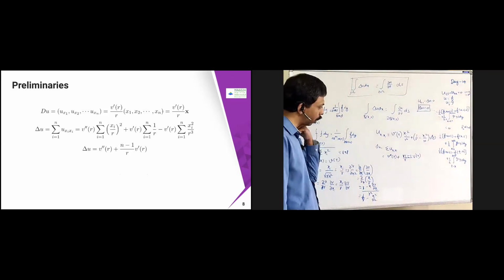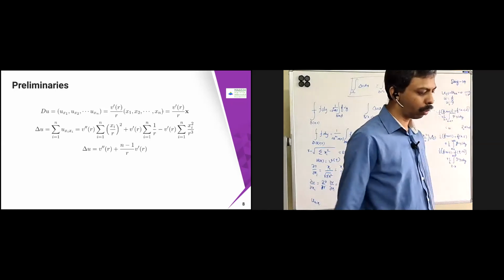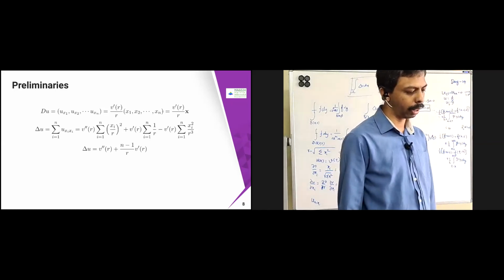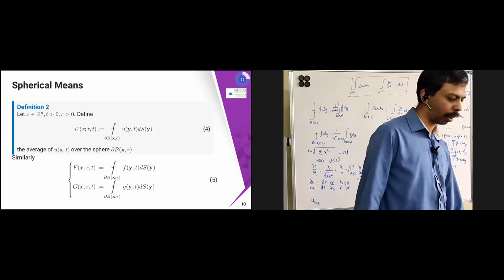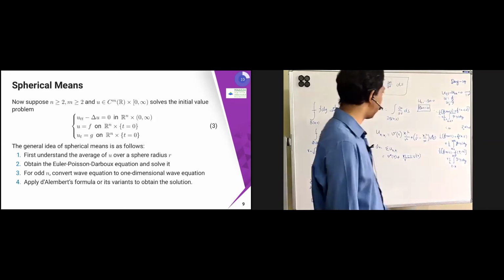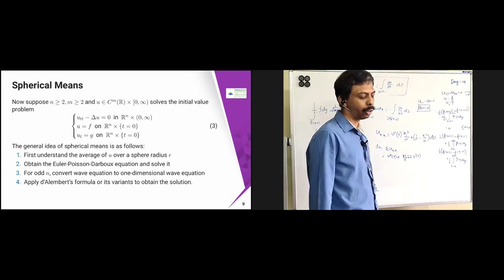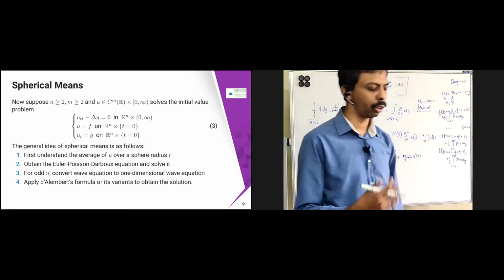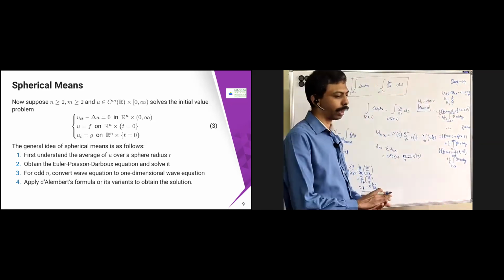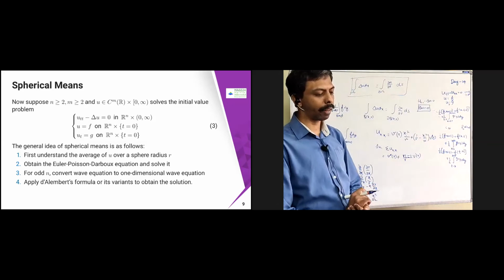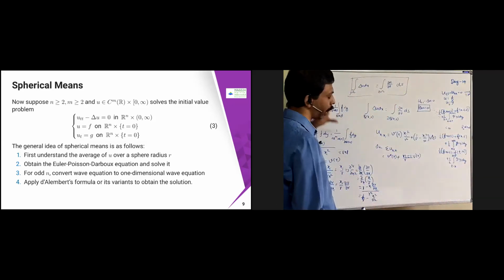Okay, Δu I have done. So du we have given and Δu we also have. With this, we are going to do something for this problem. I have mentioned u_tt minus Δu equal to 0 in R^n cross (0,∞), and u equal to f on R^n cross {t=0}, u_t equal to g on R^n. What we are trying to do is find the average of u over the sphere of radius r.